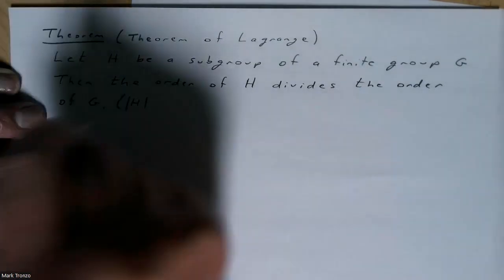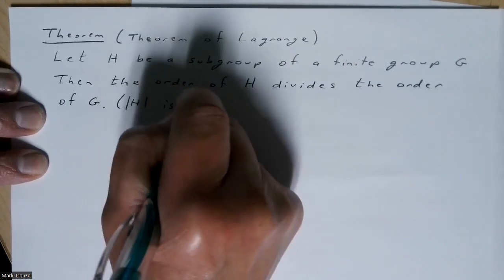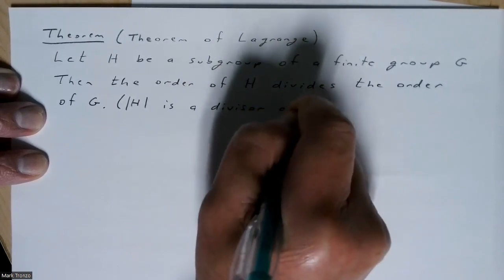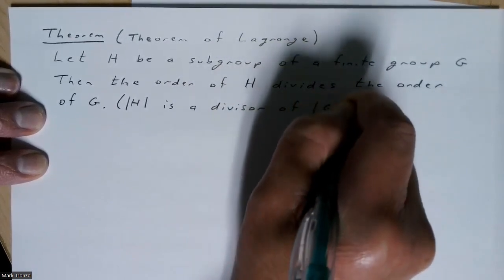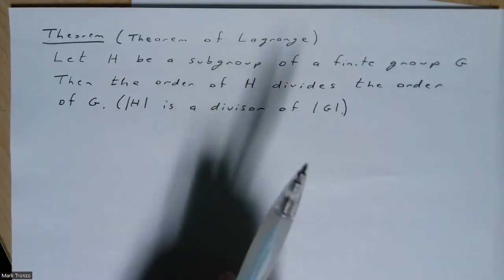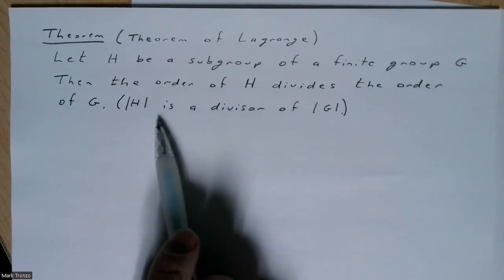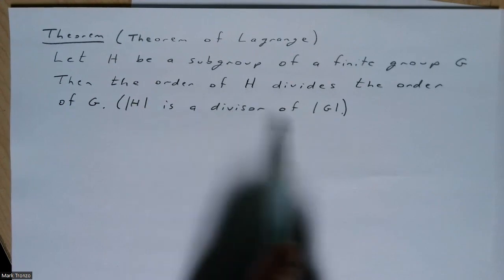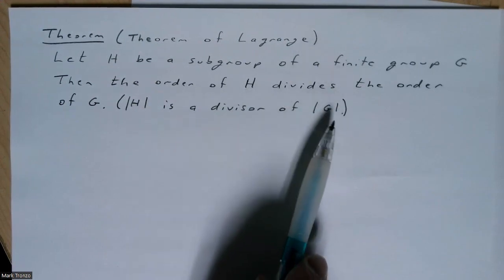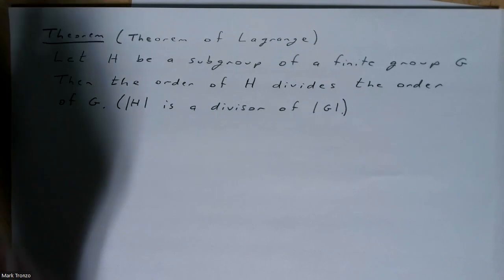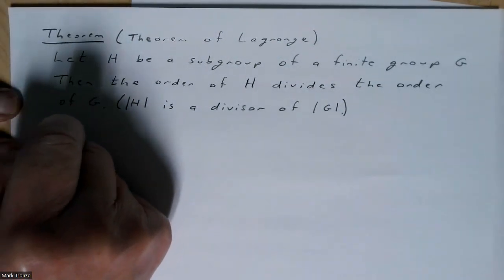the order of H is a divisor of the order of G, like this. That's another way to say it. Again, remember, all that means is if we were to divide the order of H into the order of G, we would get a whole number. Or another way to say this would be to say that the order of G is a multiple of the order of H. And we can prove this.